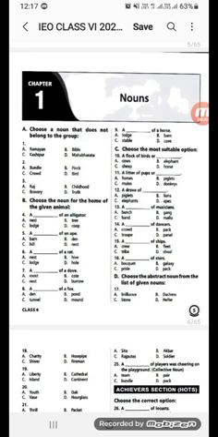Nouns can be of different types: proper noun, common noun, collective noun, abstract noun and concrete noun. Proper nouns are individual names, that means specific names given to one person, one place, one animal or one thing. For example, Neil Armstrong was the first man to walk on the moon. Neil Armstrong is the name given to one person.